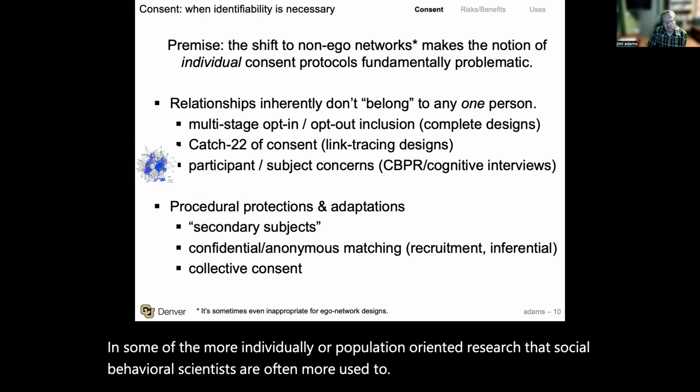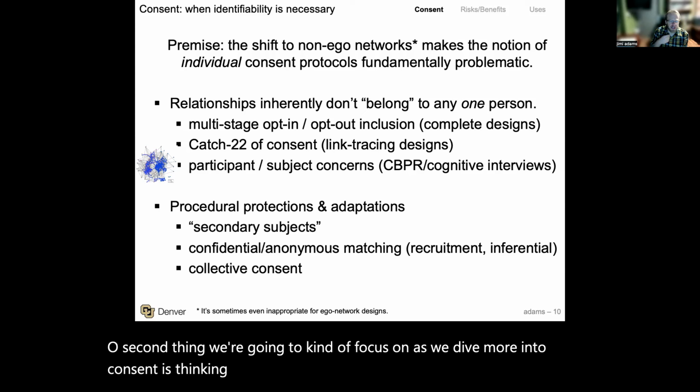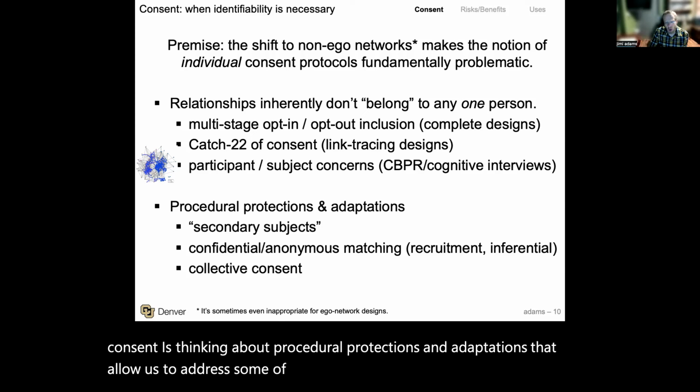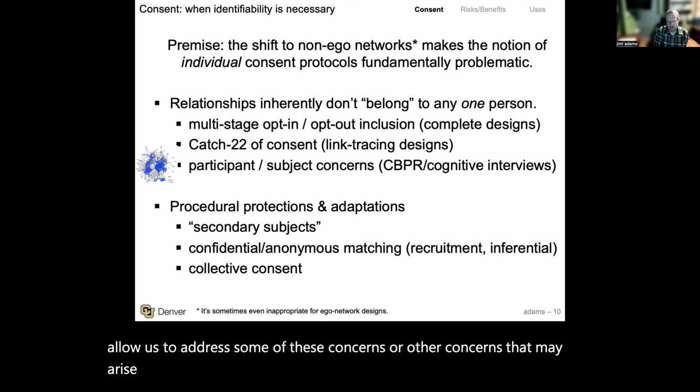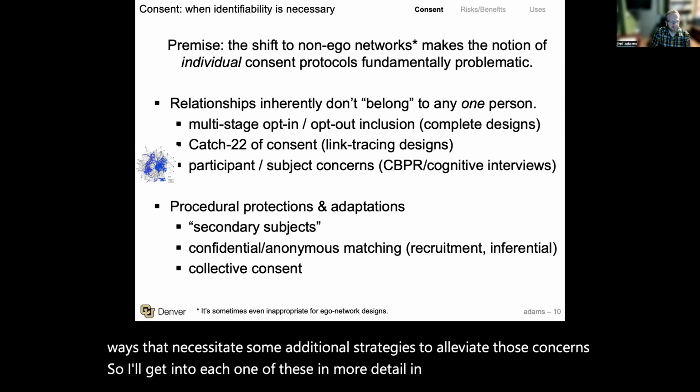So the second thing we're going to focus on as we dive more into consent is thinking about procedural protections and adaptations that allow us to address some of these concerns, or other concerns that may arise via ethical considerations or IRBs' unfamiliarity with network research, in ways that necessitate some additional strategies to alleviate those concerns. I'll get into each one of these in more detail in the coming slides.